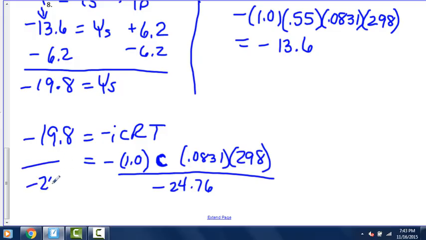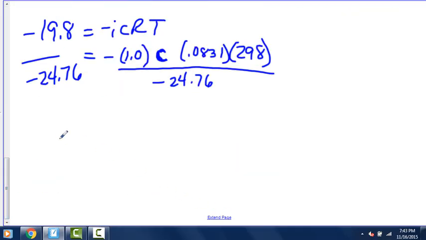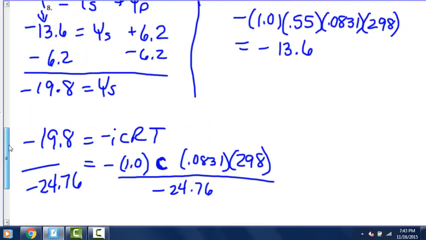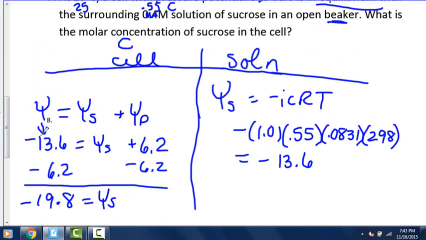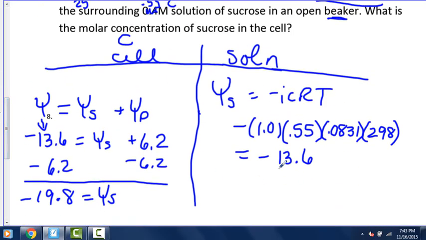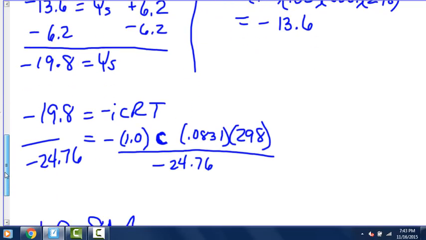A negative divided by a negative is going to give me a positive number. So positive, and I do the dividing, and I get 0.8. So 0.8 molar is equal to C. That's equal to the concentration of sugar inside of the cell if the cell and the solution are at equilibrium. That's how I chose to put 13.6 here, because I solved the solution's water potential and I got that to be negative 13.6. And of course I had to take that 6.2, which was the pressure, and add to it, and then I just solved for C.